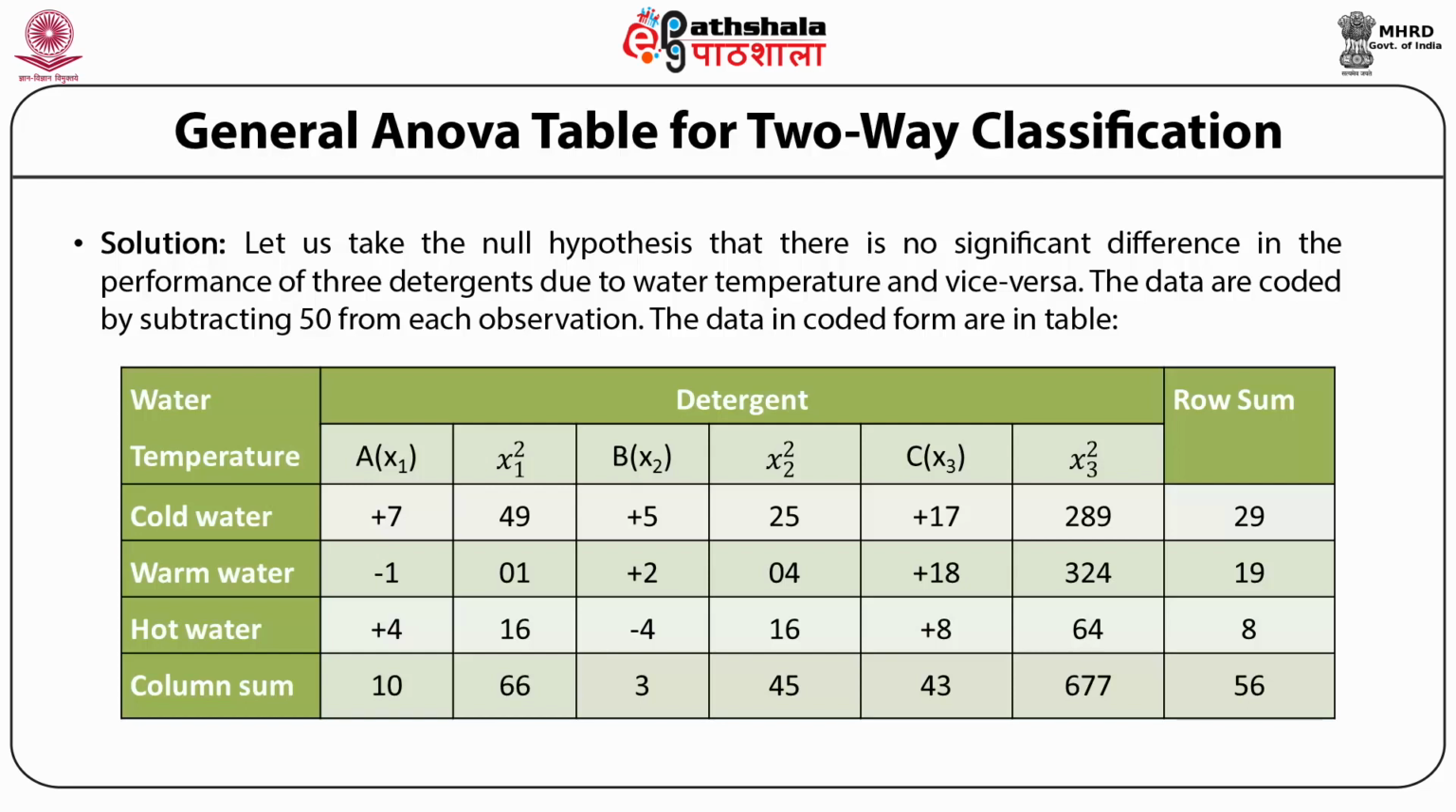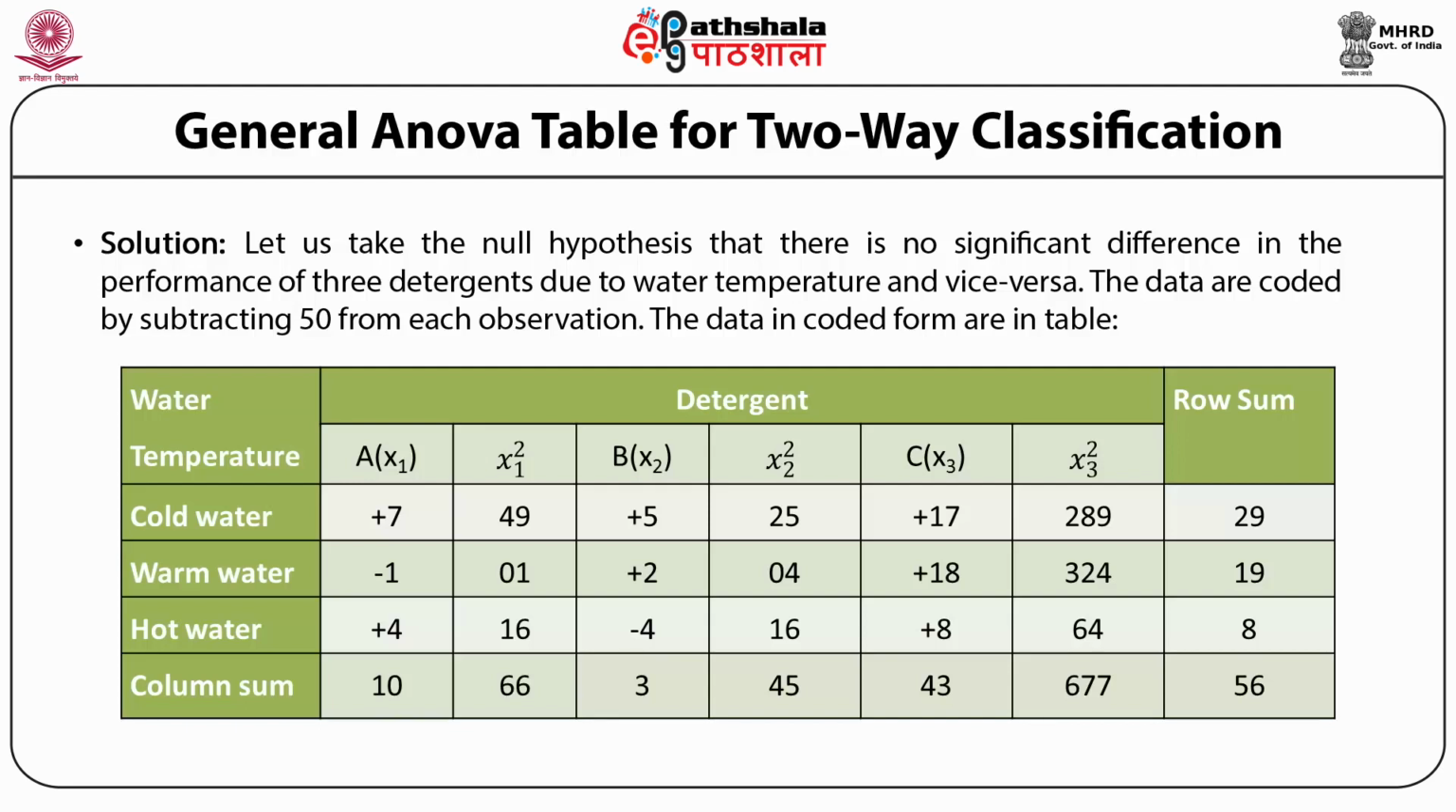Now the data are coded by subtracting 50 from each observation. Why have we subtracted 50? The whole of statistics is for making things easy, or putting the statistician at ease. So we decrease the higher numerical values, putting them in a lower form, so that less computation is required. We have subtracted 50 from each observation, and you can see the values: 57 minus 50 is 7, and 49 minus 50 is minus 1, and like that.